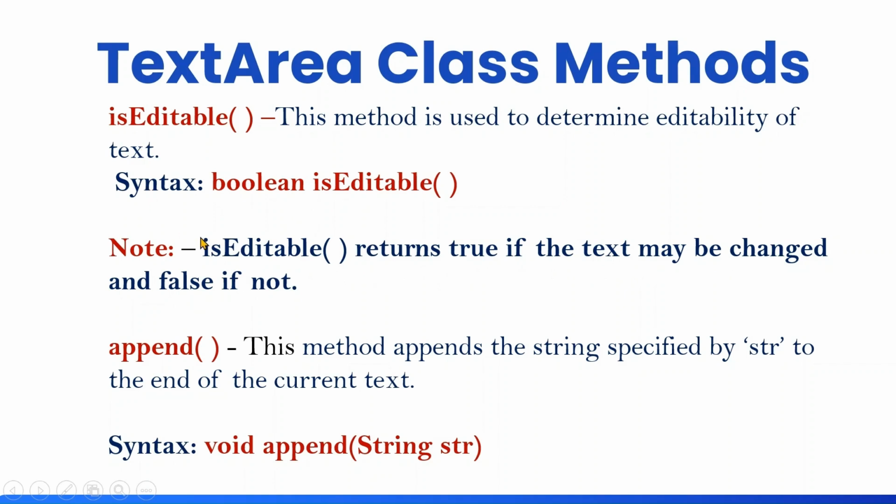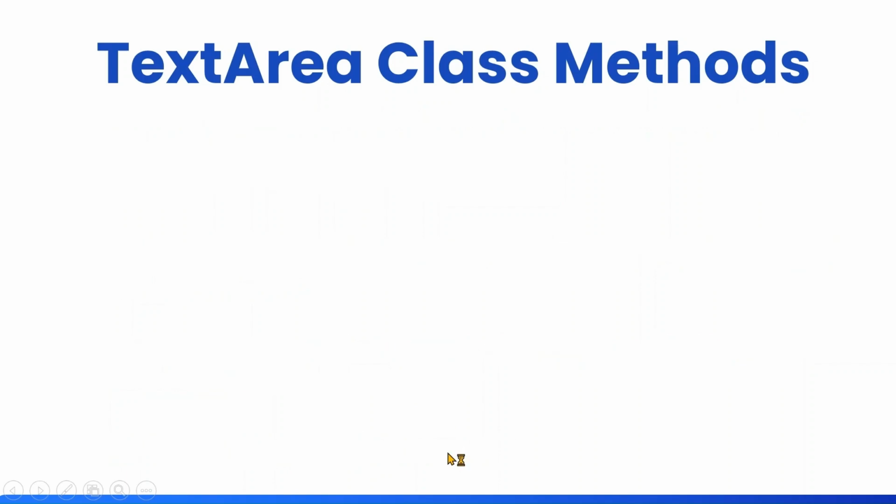Now these were all applicable for the text field, but apart from that, we do have an append method, which is exclusive to the text area. This method appends the string specified by str to the end of the current text. Suppose you already have some text in the text area and you want to append some more; you can apply the append method and give the string you want to add. Whenever you use the append method, it will only add to the end of whatever already exists in the text area, so it cannot be added in between. The append method always adds the text to the end of the existing text.